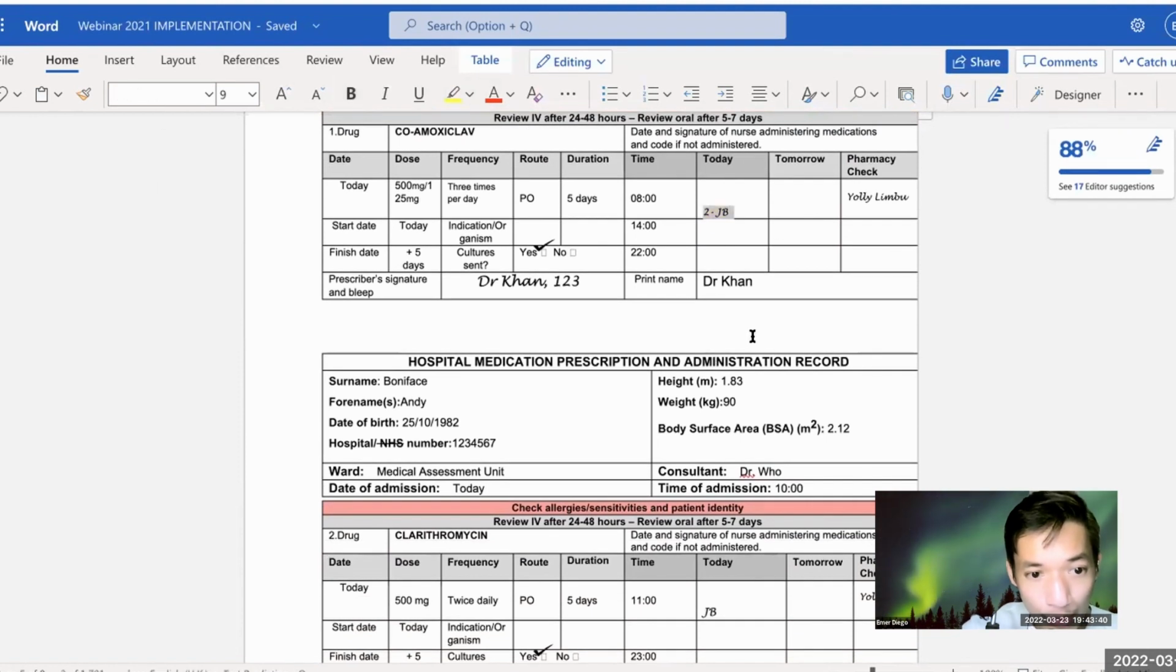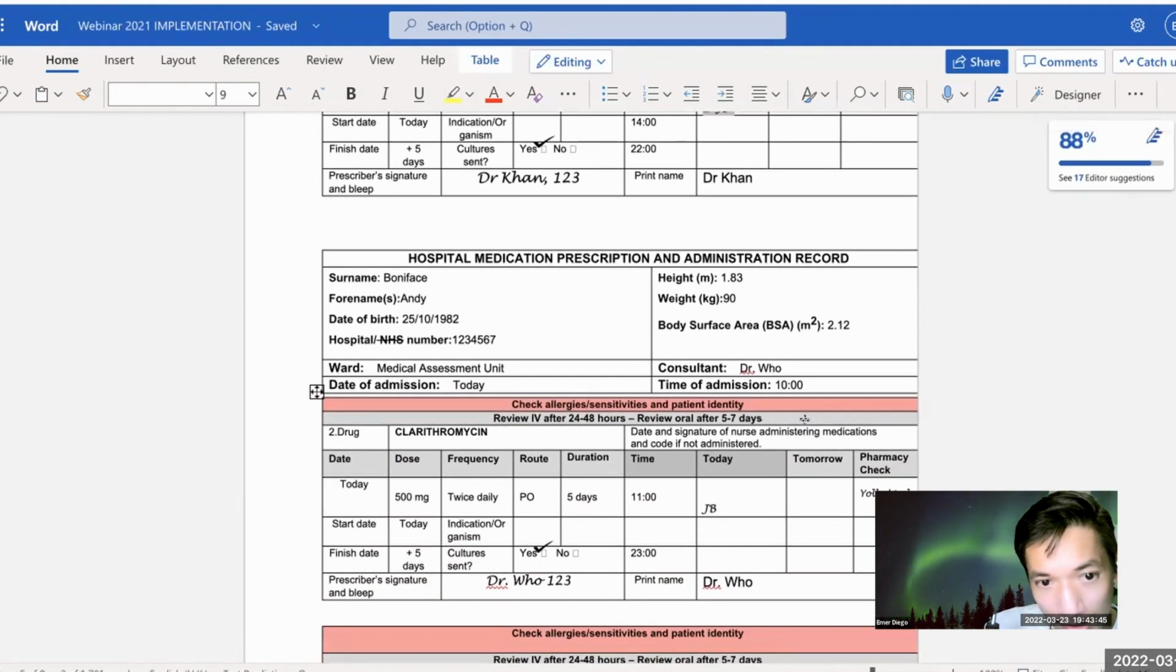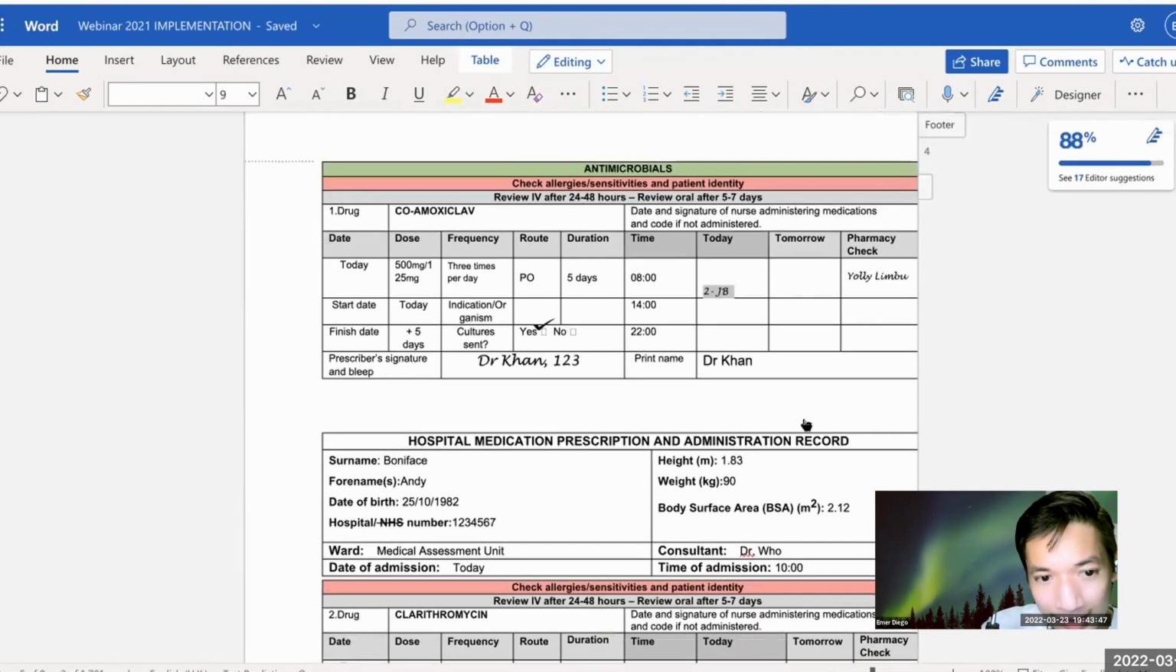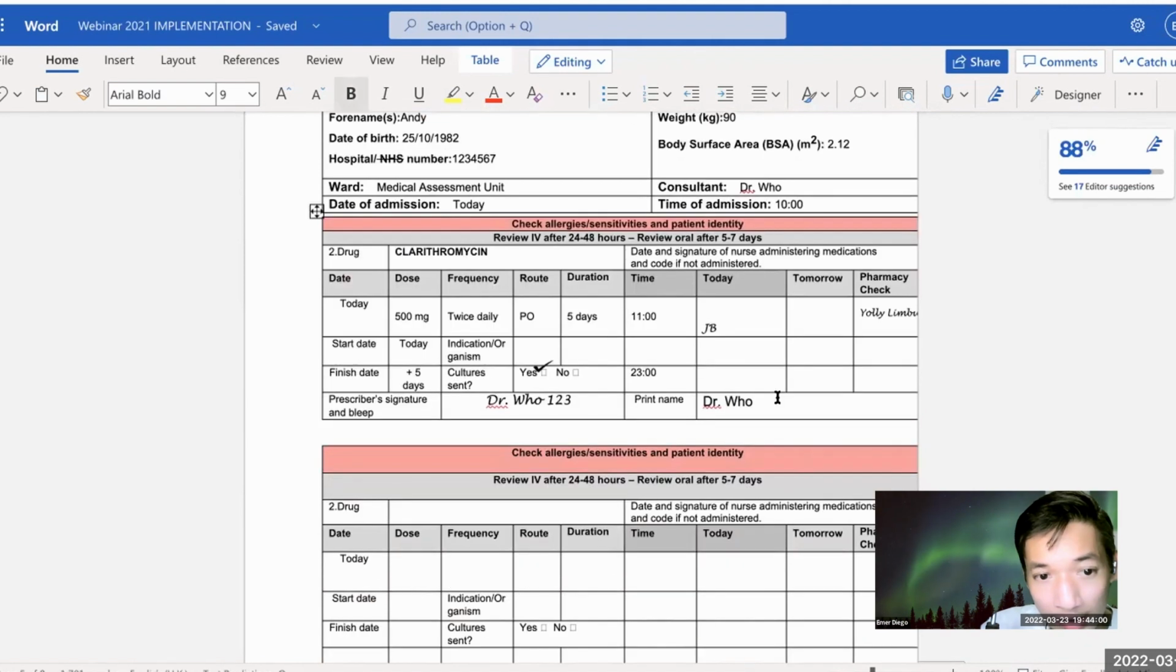Next is our next page. I'm really sorry. I think my document moved. This section should be on the top part. I'm really sorry. So the next medication, clarithromycin.